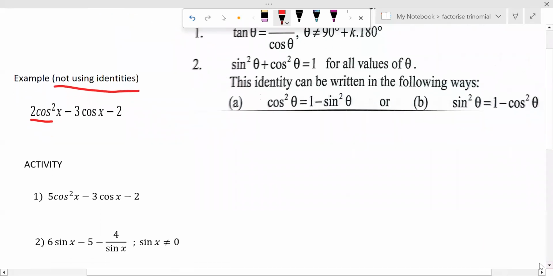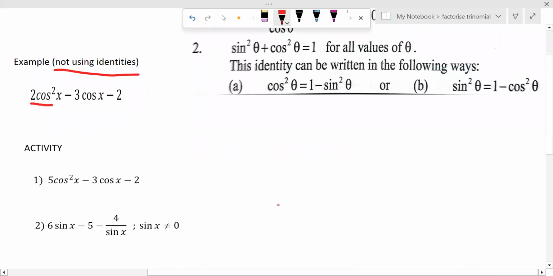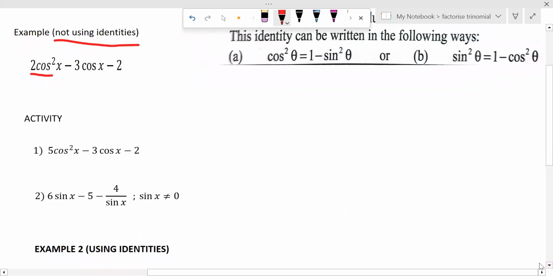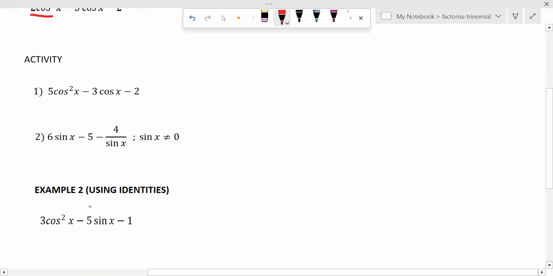And then as soon as we are done with that example, you'll be expected to come and do the following activity. That is going to be video number 3 in factorization of trigonometric ratios. And then we'll do the second example, which is going to be video number 4. And on video number 4, we are going to be using identities.